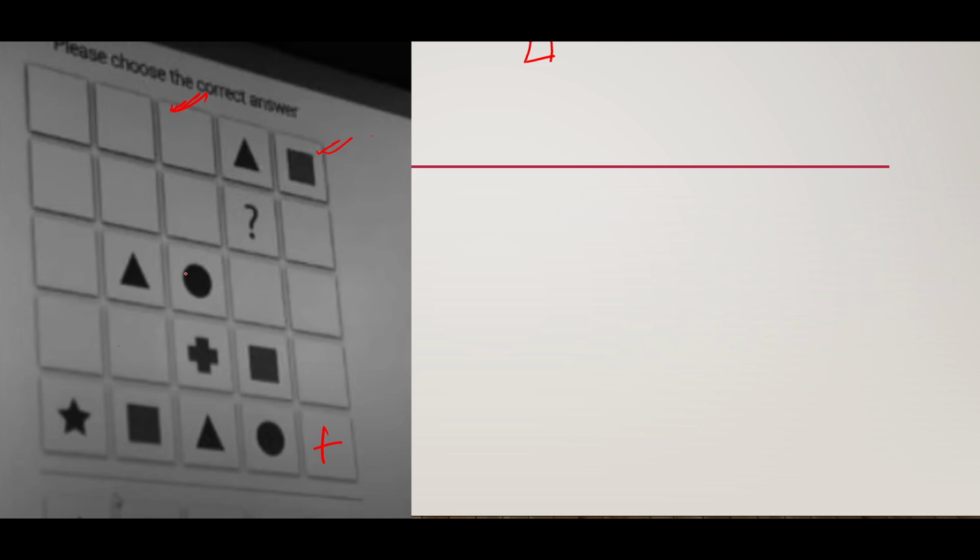So circle we cannot fill, plus we cannot fill, and triangle we cannot fill. So these three things we cannot fill: circle, plus, and triangle. The only option which we have is star. So here we can fill the star, because it will satisfy the condition for the row, and also for the column.